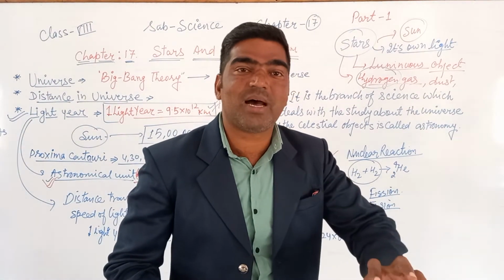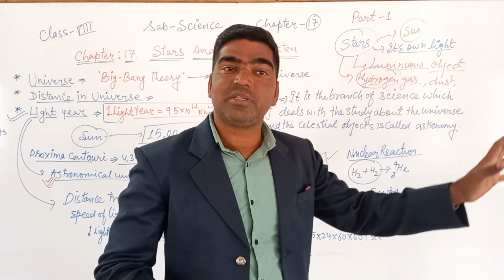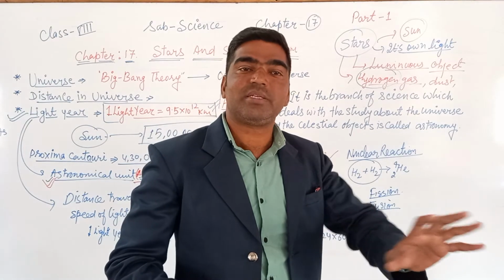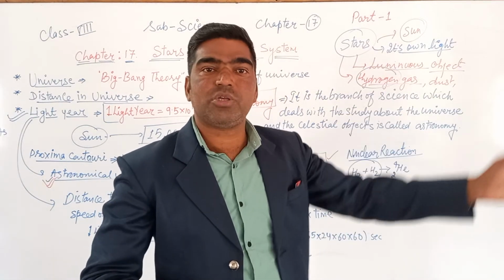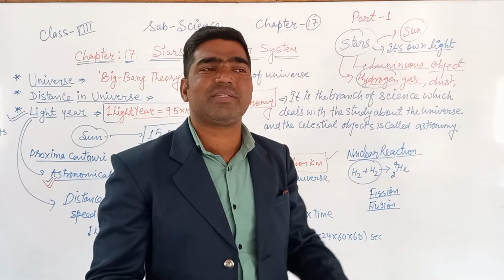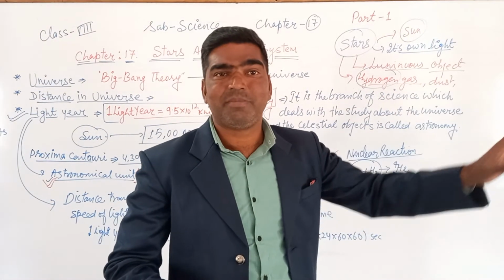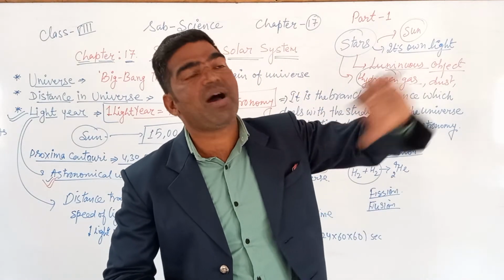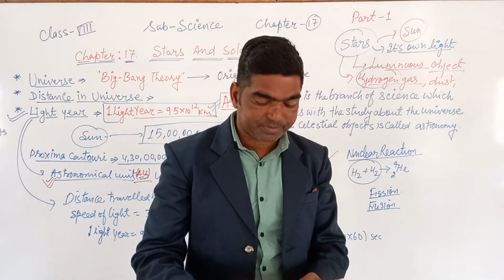There are many stars that are smaller than the sun, and many more stars that are larger than the sun. यानी बहुत सारे ऐसे स्टार्स हैं जो सन से भी काफ़ी बड़े बड़े हैं, but they look like very small tiny dots because they are very far away from us.